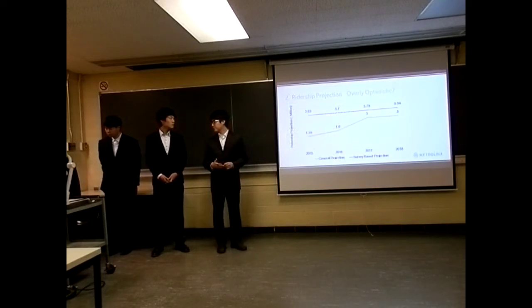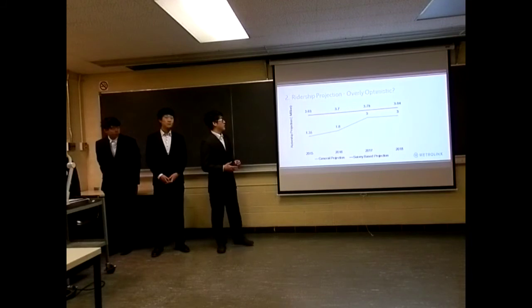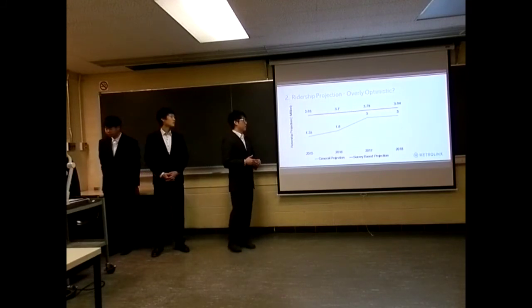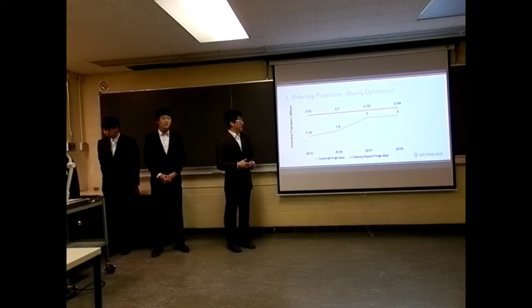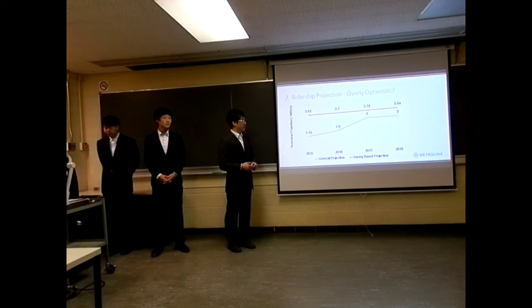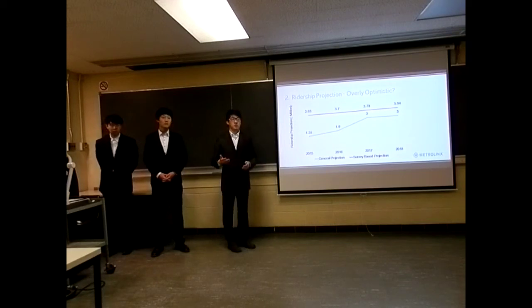Next. And here's the ridership projection. We conclude that the ridership projection we found in Exhibit 1 is not overly estimated, because based on this graph, the red line shows the survey-based projection, and that information is found in Exhibit 5, which is a lot higher than the general projections we got from Exhibit 1. This also shows that our ridership projection is not overly optimistic.